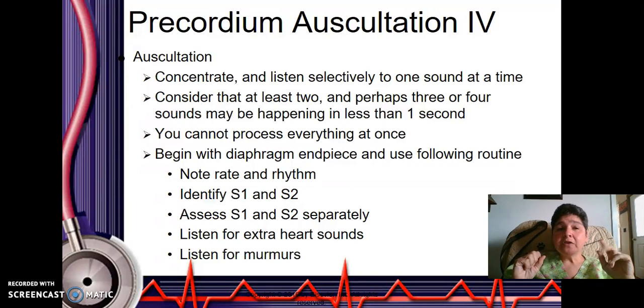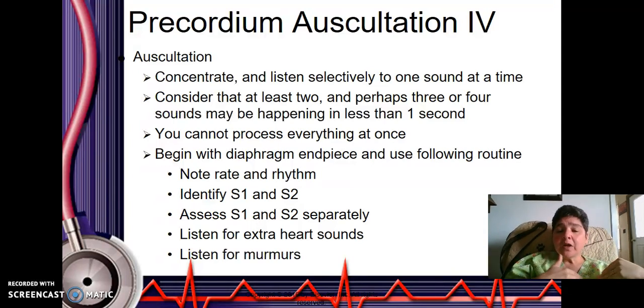So S1 is the first heart sound. If we think of the heartbeat going boom, boom, boom, boom, boom, boom, if I do it like that, S2 sounds louder. So the second heart sound would sound louder, boom, boom, boom, boom, versus boom, boom, boom, boom, boom, boom. And that's where the first heart sound is louder. And in certain areas, you're going to hear S1 louder than S2. In other areas, you're going to hear S2 louder than S1.